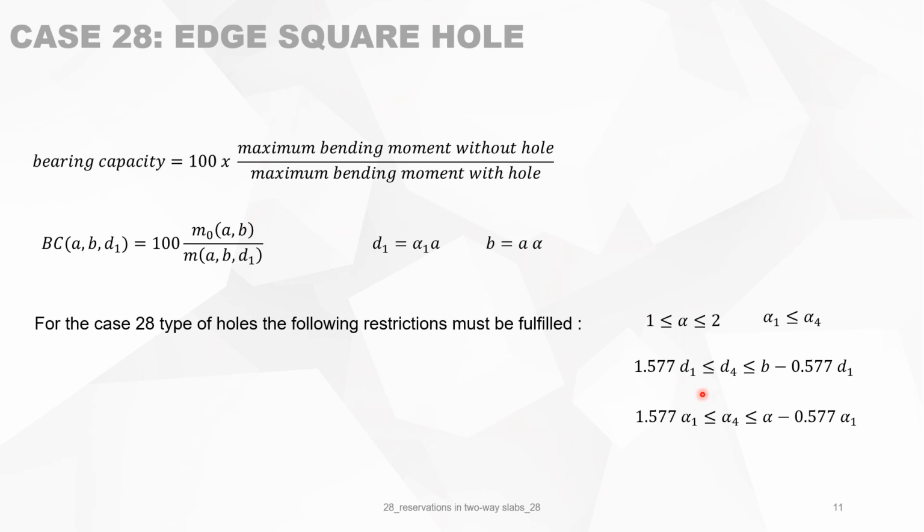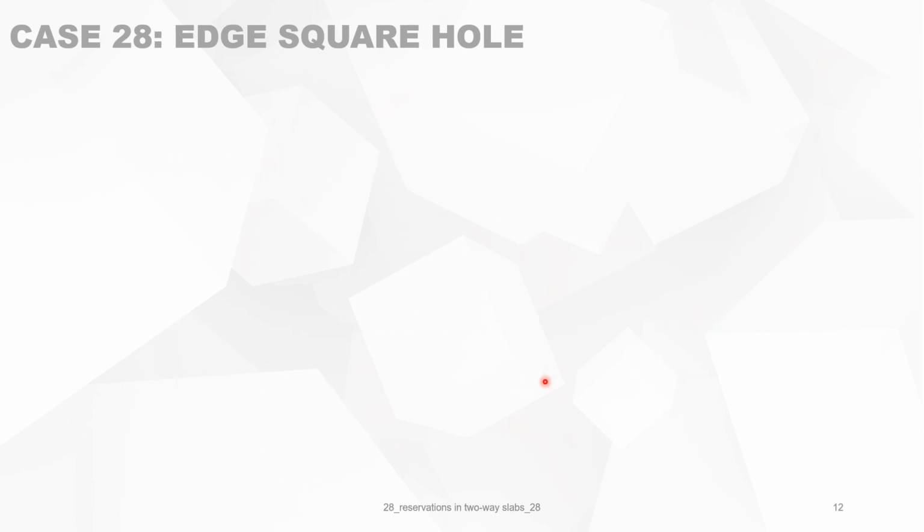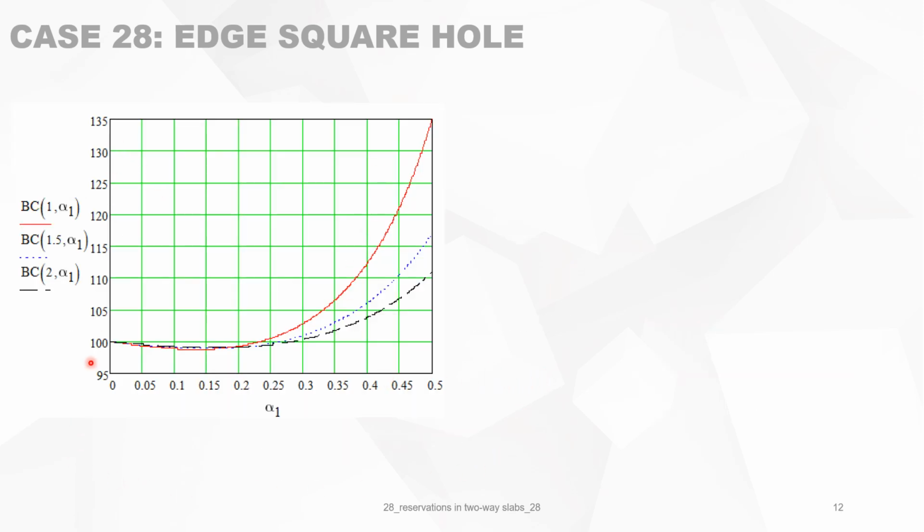This is the condition with the parameters D4 and D1, but you can also work with unitless parameters. Then the bearing capacity, using this formula and the formulas of the previous slides, you arrive at this expression. You can put this in a graph for different values of alpha going from 1 to 2. And on the x-axis, it's alpha 1 going from 0 to 0.5 times A. And these are the different values of the bearing capacity on the y-axis.